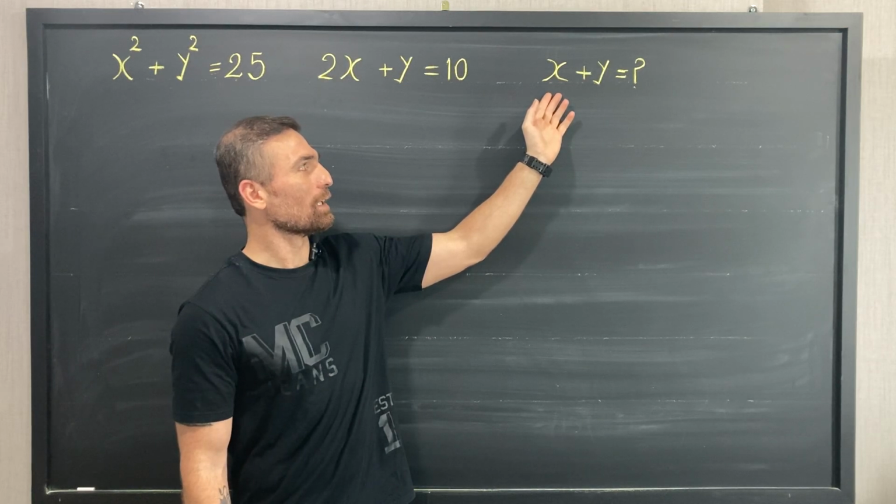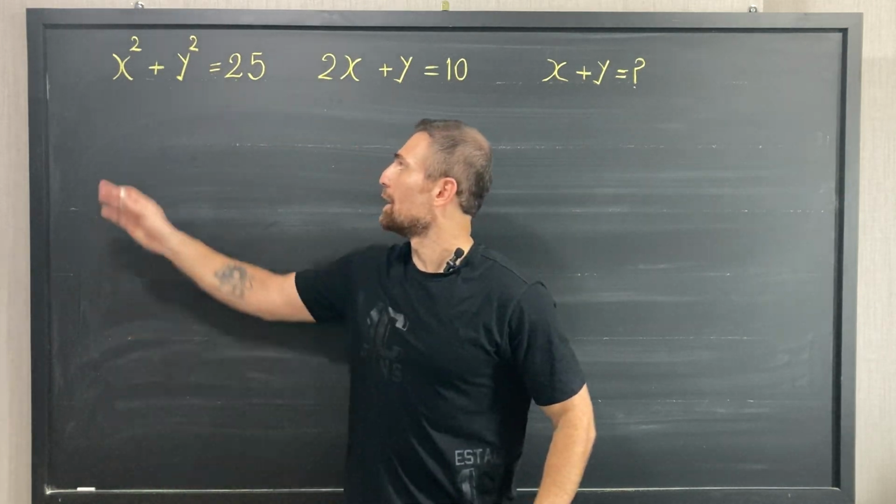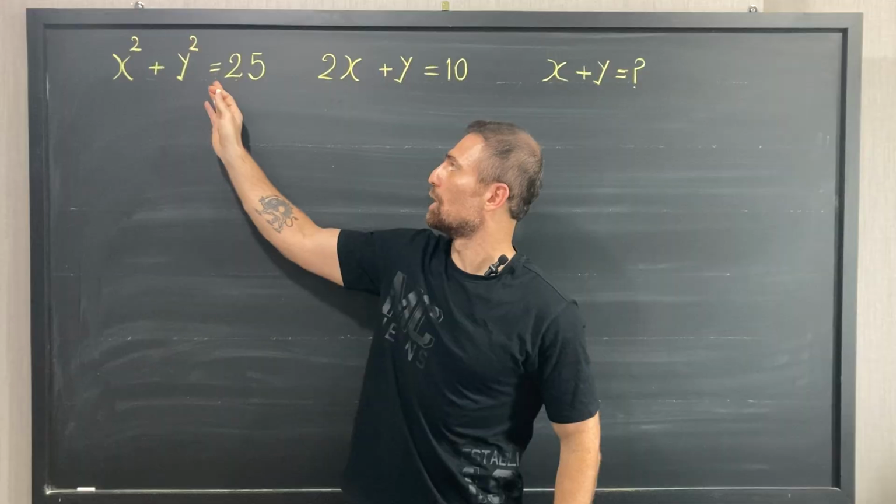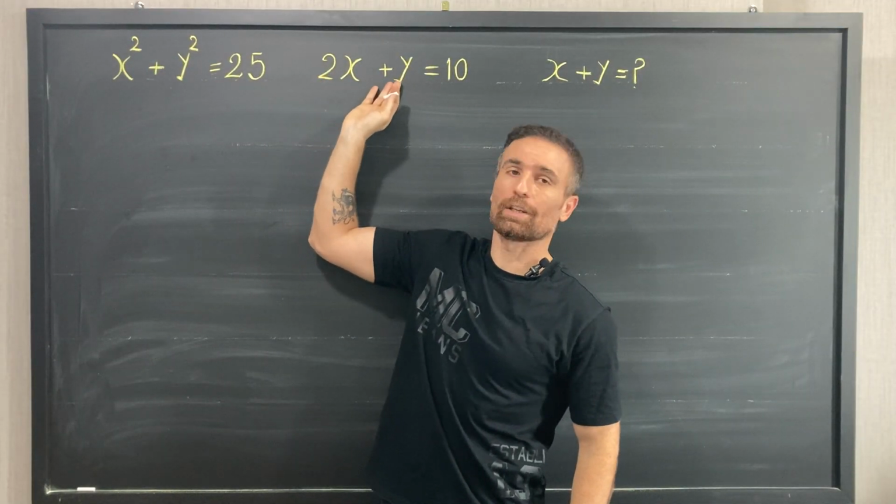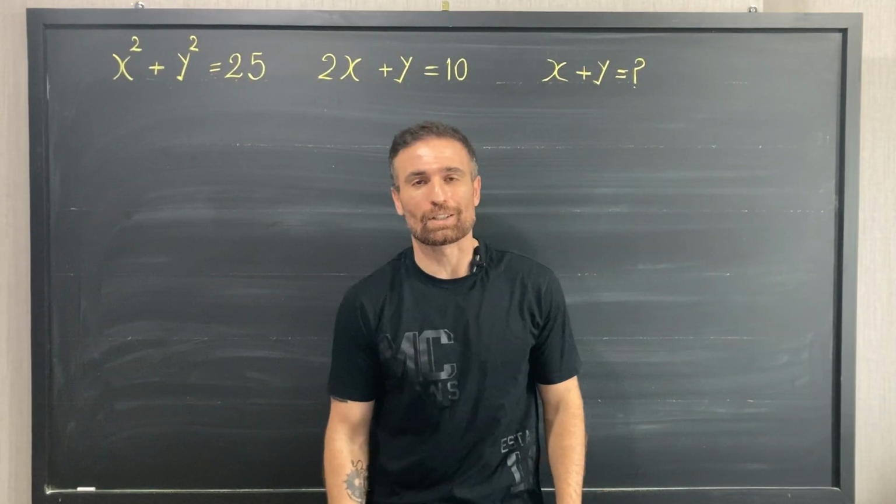We are going to find the value of x plus y, where x squared plus y squared equals 25 and 2x plus y equals 10. But where should we start the solution?